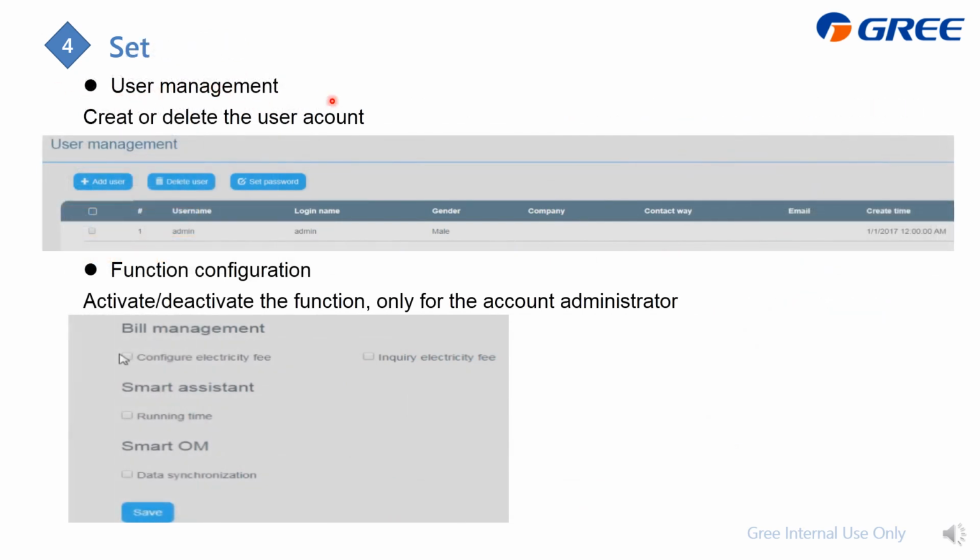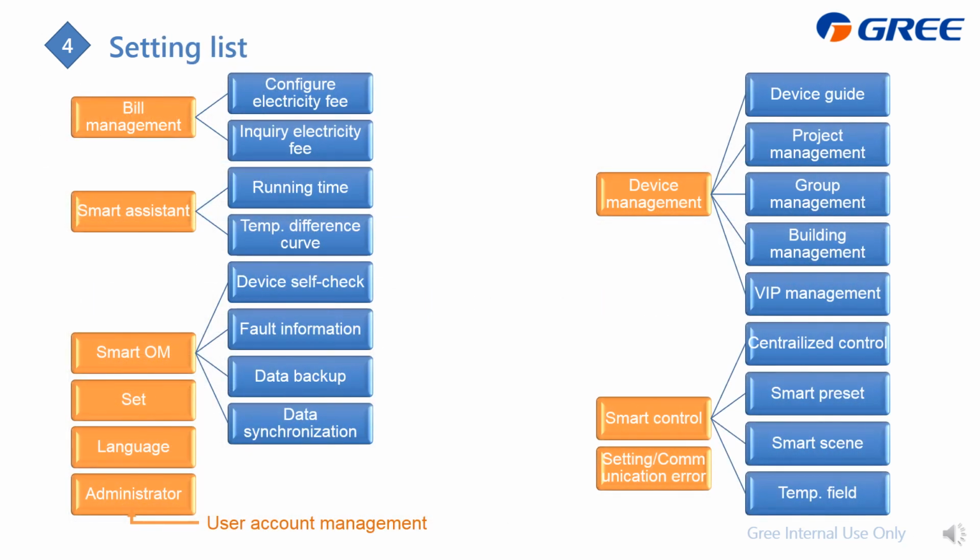User management. This function is only for the account administrator. With this one, you can create different accounts, and also set different functions for each account. You can find the functions set for different accounts, whether you have the billing management function or not, or just to check or to control the indoor units. This is all the setting list functions of this software, just for your reference.